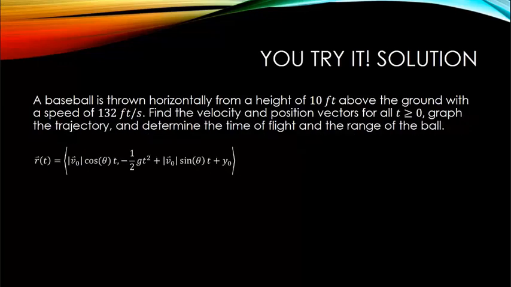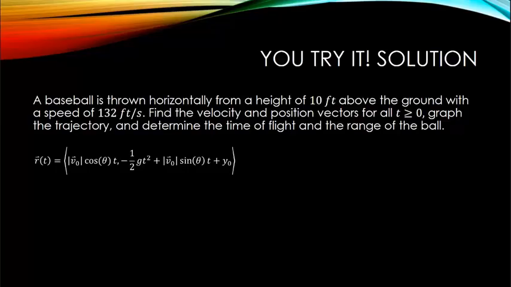So the first thing I need to do is come up with my position vector. R of t will be given by the components: the magnitude of the initial velocity times the cosine of theta times t, and negative 1/2 gt squared plus the magnitude of the initial velocity times sine of theta times t plus y naught. This gives me components 132 times cosine of 0 times t and minus 16t squared plus 132 times sine of 0 times t plus 10. This simplifies to the components 132t and negative 16t squared plus 10.